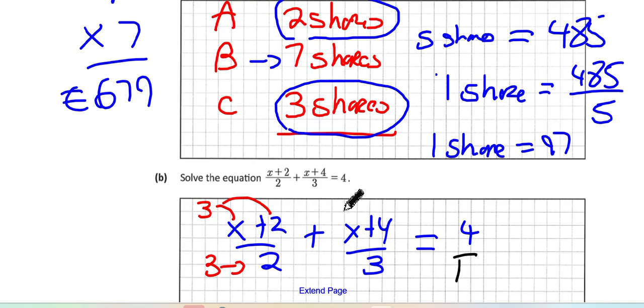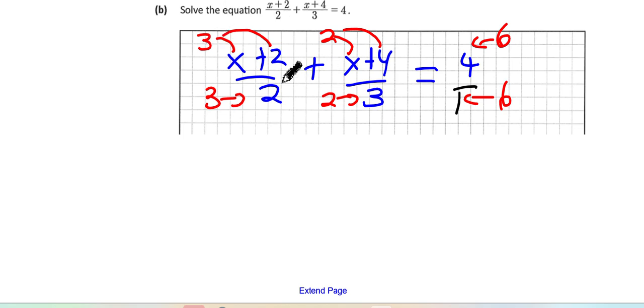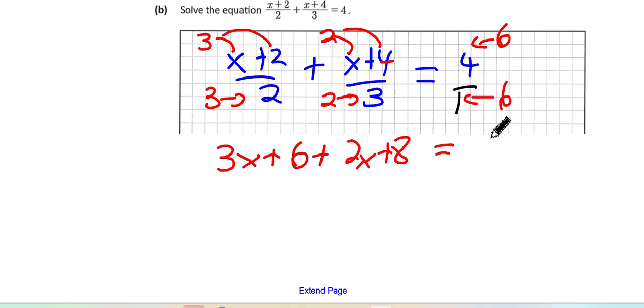Multiply the top by 3 and multiply the bottom by 3. What do you do to the second part? And the bottom by 2. And the last part? 6 and... Okay, let's go for it. 3 times x. 3 times 2. 2 times x. 2 times 4. Sorry, it's a 4, my fault. 8. 4 times 6 is 24.